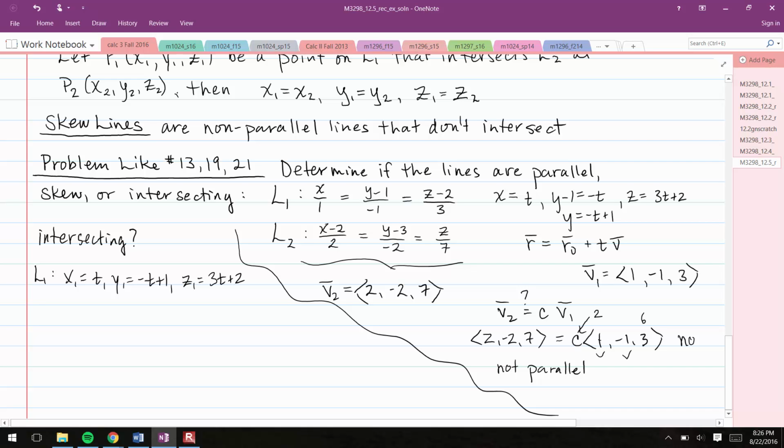Now doing this for L sub 2, I'm just going to do this in my head. I got these all equal to t, remember? So we're going to have x sub 2 equal to 2t plus 2. We're going to have y sub 2 equal to negative 2t plus 3. And we're going to have z sub 2 equal to 7t. Alrighty, so I just made a mistake. I was on autopilot with the t's.